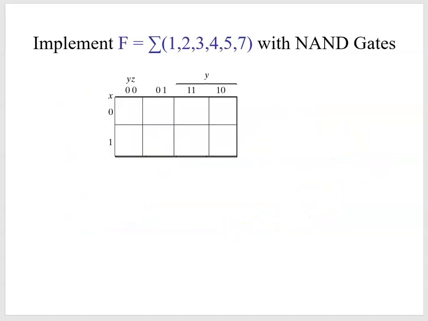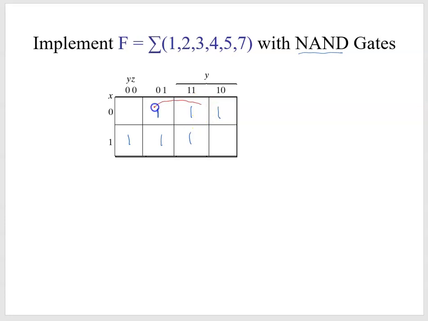All right, let's look at another example. Here we have to simplify. We want to simplify this function and implement it with NAND gates. That means we're going to simplify as sum of products. So first we have to load the function with minterm 1, minterm 2, minterm 3, minterm 4, 5, and 7. Now we're going to simplify in sum of products.